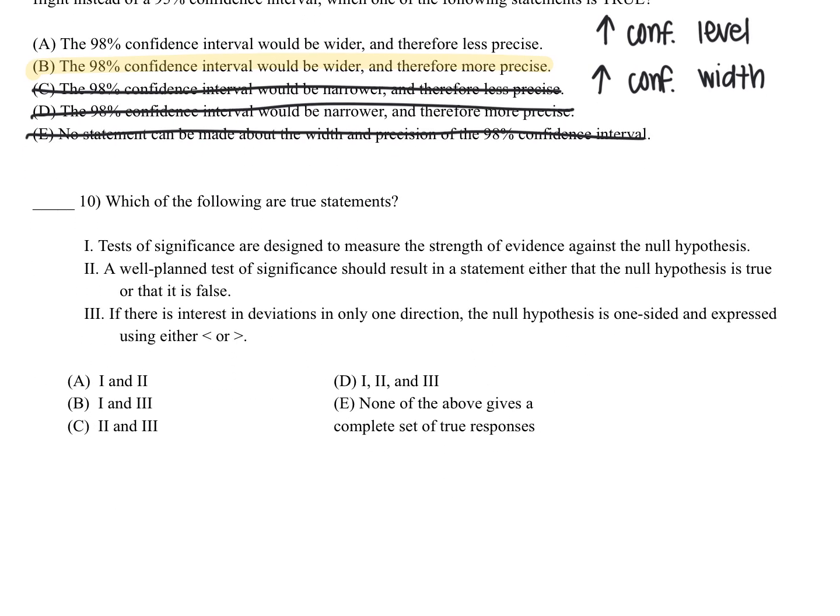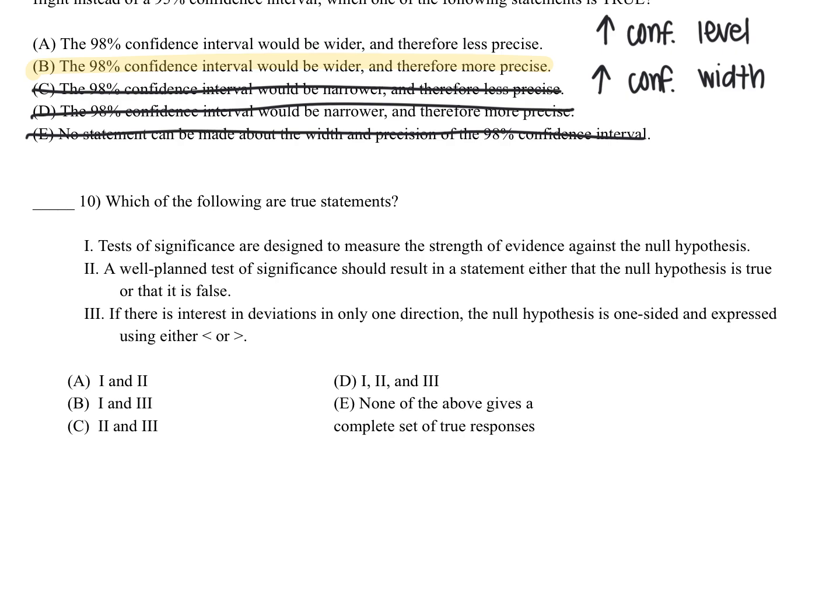Next one says, which of the following are true statements? Tests of significance are designed to measure the strength of evidence against the null hypothesis. A well-planned test of significance should result in a statement either that the null hypothesis is true or that it is false. If there is interest in deviations in only one direction, the null hypothesis is one-sided and expressed using less than or greater than. Okay.